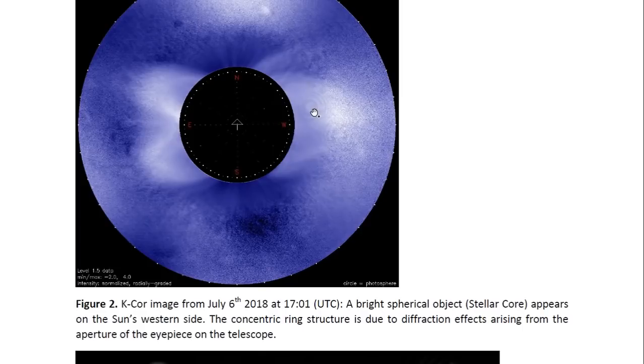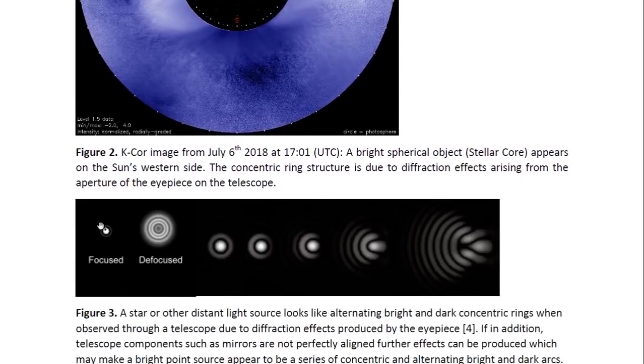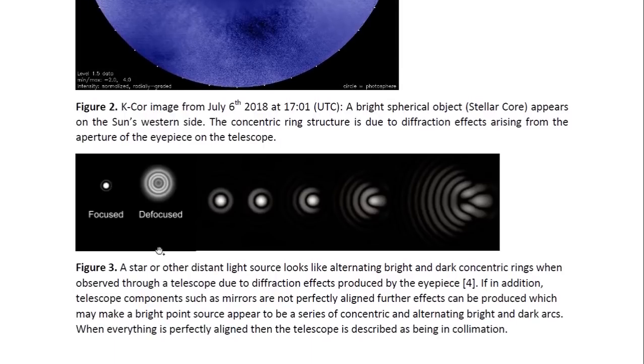Now, the concentric ring structure is due to diffraction effects arising from the aperture of the eyepiece on the telescope. And this is what a bright source of light in the distance can look like through a telescope. And this is if it's focused. Even if it's focused, you always get this ring pattern alternating bright and dark rings. And this is due to diffraction, and whenever you have a small lens or small aperture, then you are going to get these effects. There's absolutely nothing we can do about it.